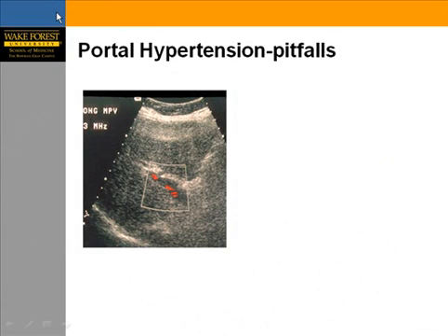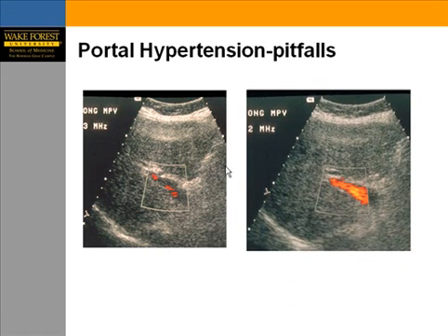This is an example of a pitfall when evaluating the portal vein in a patient with cirrhosis. At 3 megahertz, you can notice that there's little blood flow going into the portal vein, raising the suspicion for portal venous thrombosis. Switching the Doppler frequency to 2 megahertz, we managed to fill the vein with a nice color signal, avoiding the false diagnosis of portal vein thrombosis.